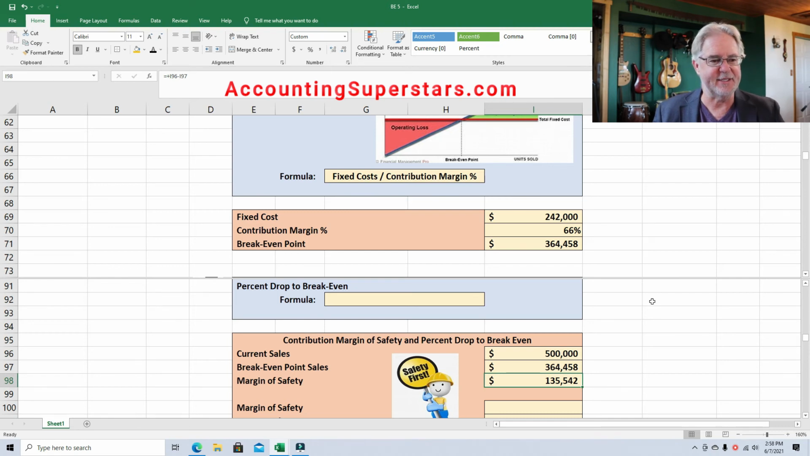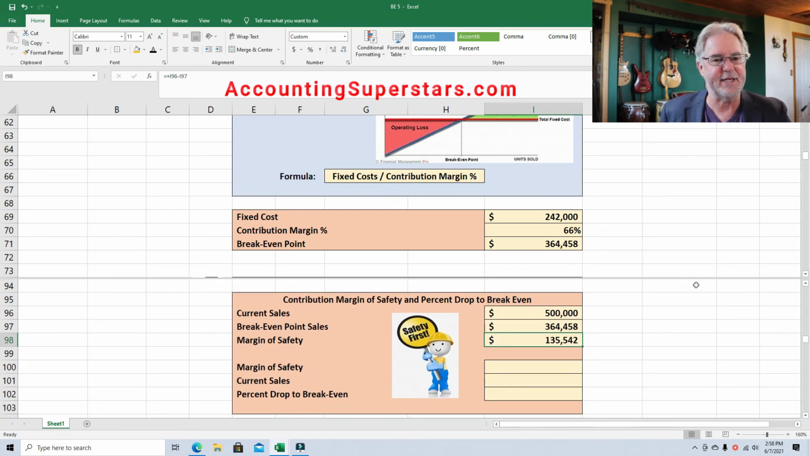So what does this mean? What this all means is that currently sales are $500,000, and sales could drop by 135,542 before they started losing money. So in fact, if sales drop by 135,542, they'd be at the break-even point. And if sales dropped any further than that, they'd start losing money. So this is a measure of how safe or how risky the company is. And of course, the higher the margin of safety, the better.